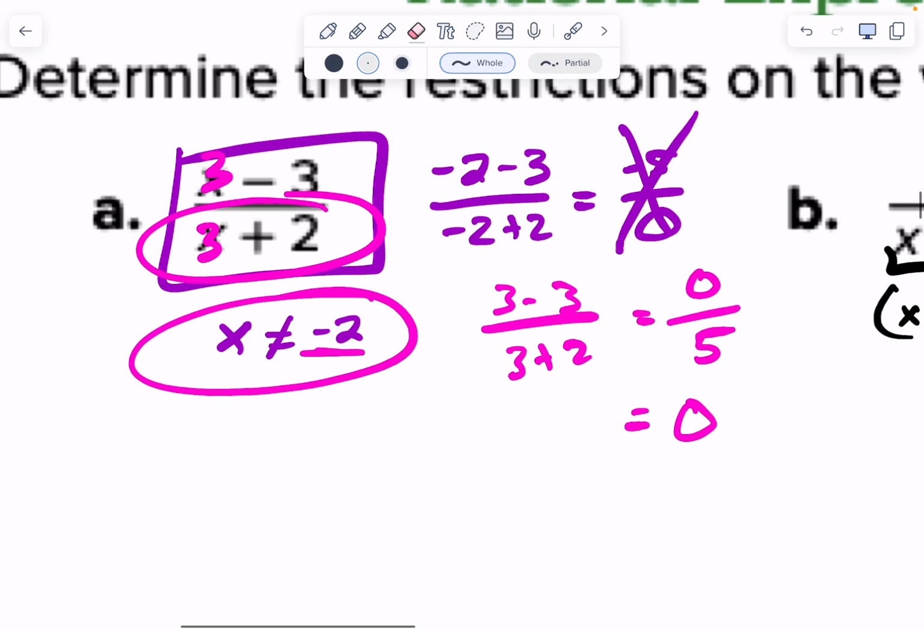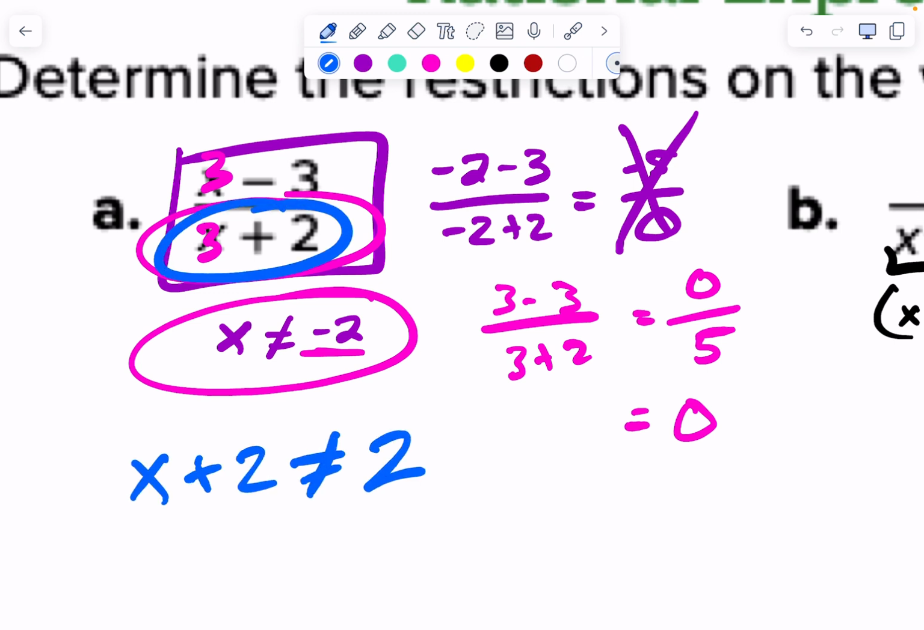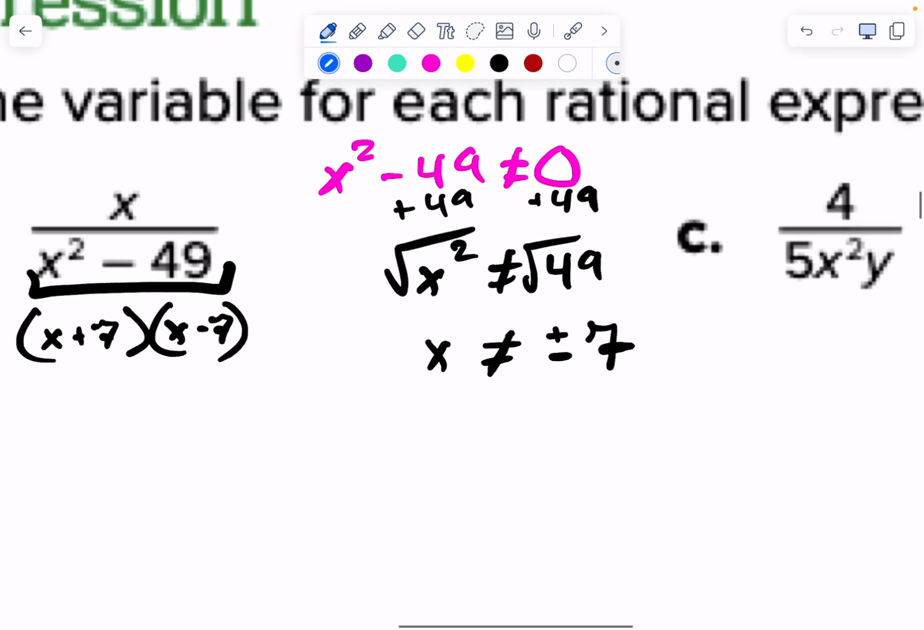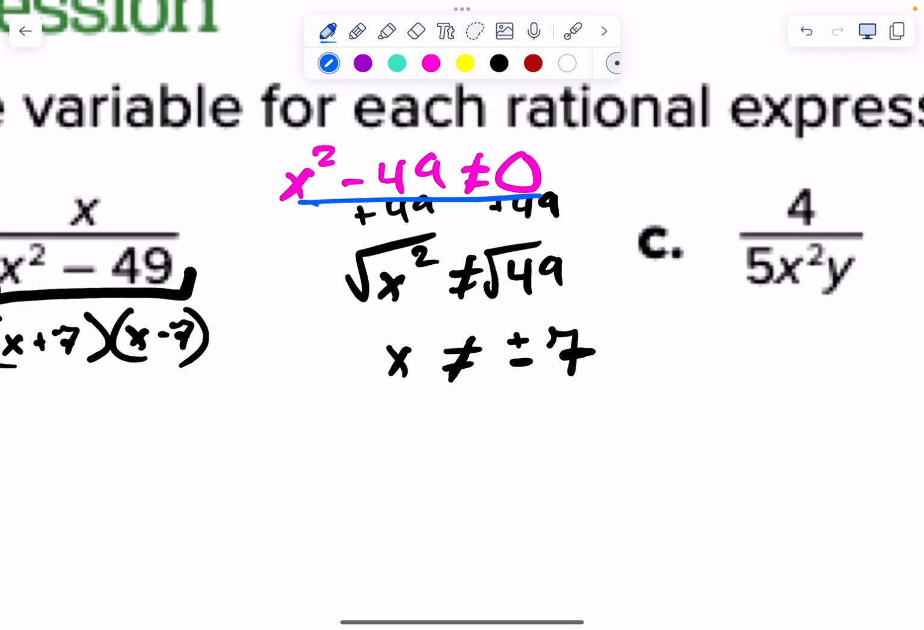Like here, we set this whole bottom, x plus 2, can't be 0. That means if we subtract 2, x can't be -2, right? Like what we had here. I don't want x squared minus 49 to be equal to 0. So x squared minus 49 is not equal to 0. And x can't be 7 or -7.